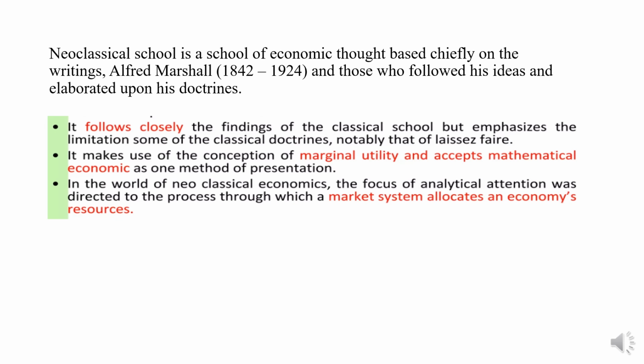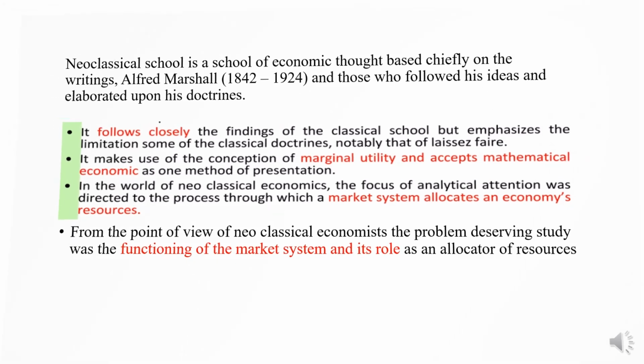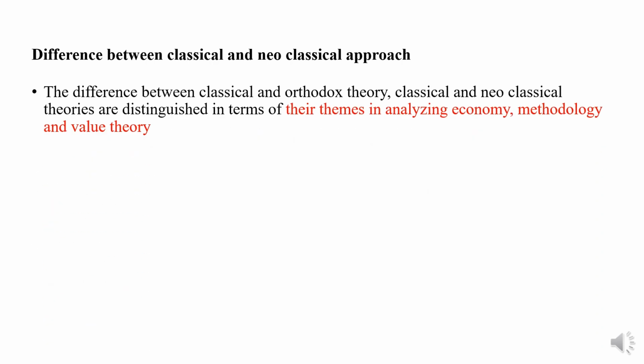In the world of neoclassical economics, the focus of analytical attention was directed to the process through which a market system allocates an economy's resources. From the point of view of the neoclassical economists, the problem deserving study was the functioning of the market system and its role as an allocator of resources. So the difference between the classical and neoclassical approach was the difference between the classical and orthodox theory.